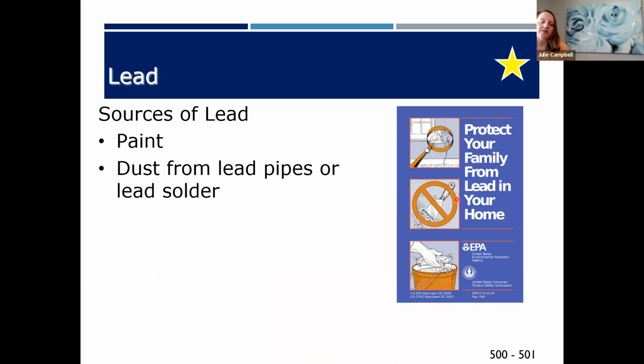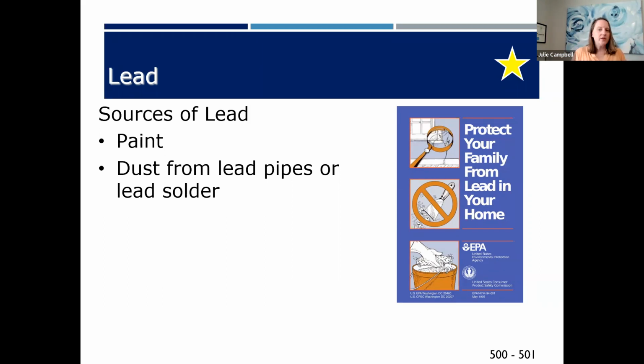Lead, and specifically lead poisoning, can be found in lead-based paint. It could also be found in dust from lead pipes or lead solder. Solder is that connecting metal that connects two things, kind of welds them together. Lead poisoning can affect developing organs. So where lead is a concern is with our children and pregnant women, those little developing bodies.